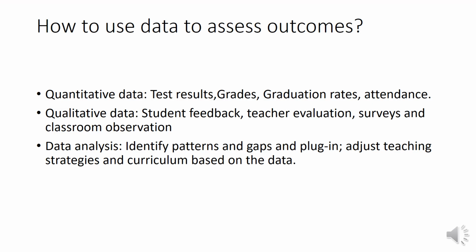How to use data to assess outcomes? Quantitative data is test results, grades, graduation rates, and attendance. Qualitative data includes student feedback, teacher evaluation, surveys, and classroom observation. And finally, data analysis, identifying patterns and gaps. Adjust teaching strategies and curriculum based on the data.